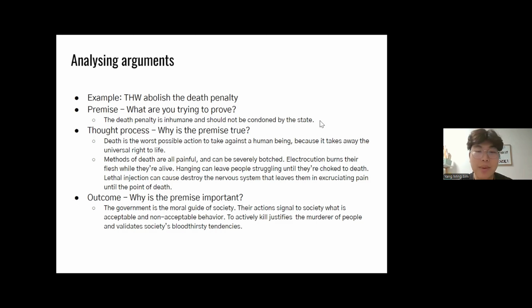Last thing is in terms of why the premise is important. This is where we wrap up the argument. The government is the moral guide to society. Their actions signal to society what is acceptable and non-acceptable behavior. We all know this. The reason why we believe that an eye for an eye is important right now is because the government says it's fine for you to kill individuals so long as they fit under the criteria of the death penalty. To actively kill someone justifies the murder of people and validates society's bloodthirsty tendencies.